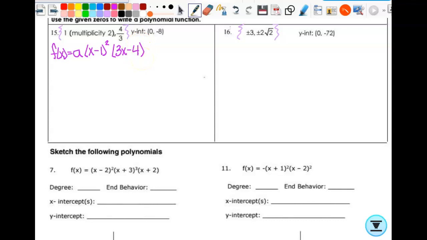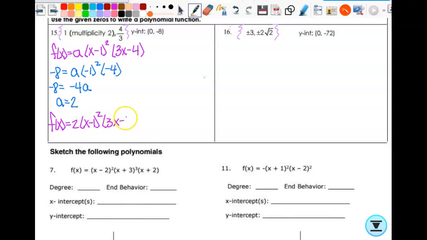So then I need to find a. So my y-intercept is a negative 8. That's equal to a times, then I substitute in 0 for x, so I get negative 1 squared times negative 4. So negative 8 is equal to, so negative 1 squared is 1 times a negative 4 is a negative 4. So that means that a equals a positive 2. So then f of x is equal to 2 times x minus 1 squared times 3x minus 4.